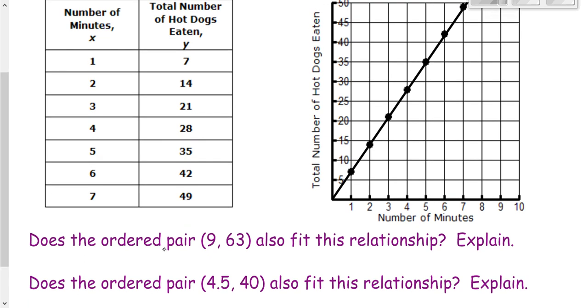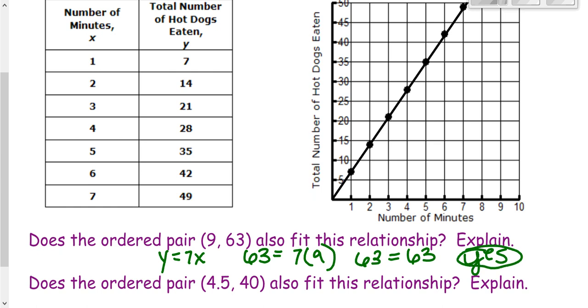So what else do I know? Well, I know y equals 7x. So if y equals 7 times x, that means 63 should equal 7 times 9. And this should be a true statement if this fits the relationship. 7 times 9 is 63. So this is a true relationship, so yes, it does fit the relationship.